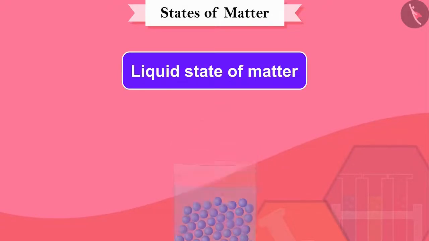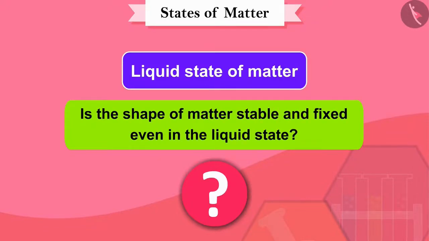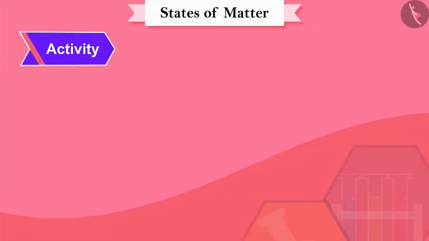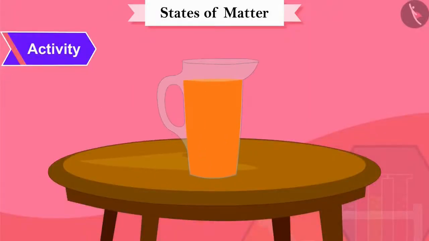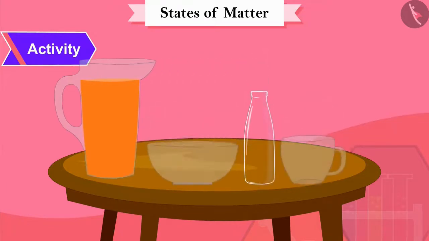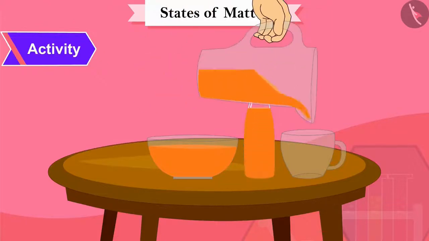Like solid matter, is the shape of matter stable and fixed even in the liquid state? Let's find this out by an activity. There are three different sizes of glass utensils. There is juice in this jug. At the moment, we can see that the juice has taken the shape of the jug. Now we will pour this juice into these glass pots one by one.